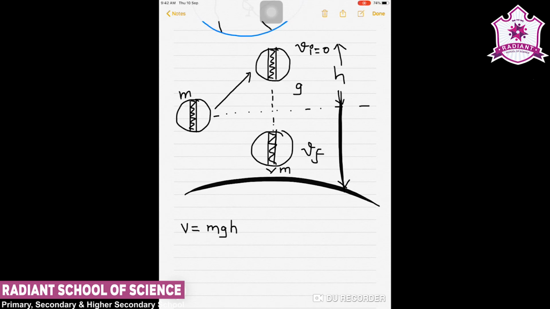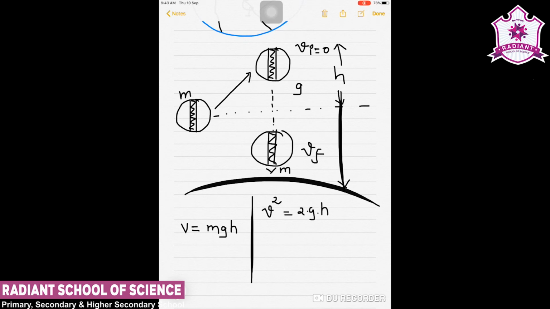Now, when v final will be the velocity, obviously we can explain this phenomenon as v square is equal to 2gh. This equation comes from chapter number 5, that is laws of motion, in which we studied that v final square minus v initial square is equal to 2gh. So that is the equation.